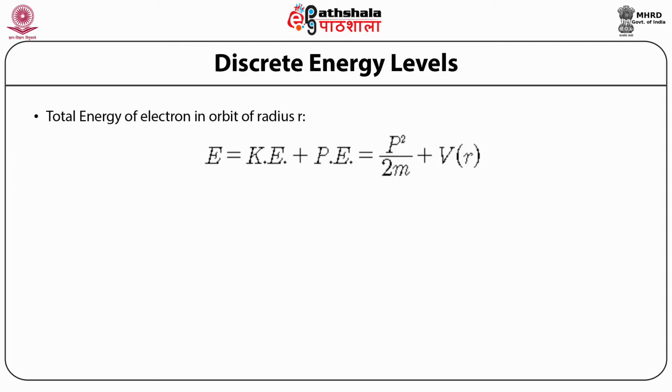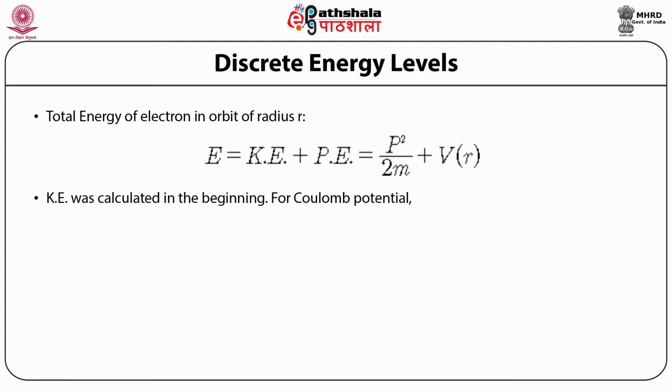Now, the question is, what is the total energy of an electron in an orbit of radius r? The total energy is not only the kinetic energy, because the electron is not a free electron, it's part of the hydrogen atom, and therefore it has a potential energy also, which is the Coulomb potential energy. So the kinetic energy is p squared by 2m, plus the potential energy, which is given by minus k Ze squared by r, with a minus sign because this is an attractive potential. And the kinetic energy was calculated in the beginning, which was k Ze squared by 2r.